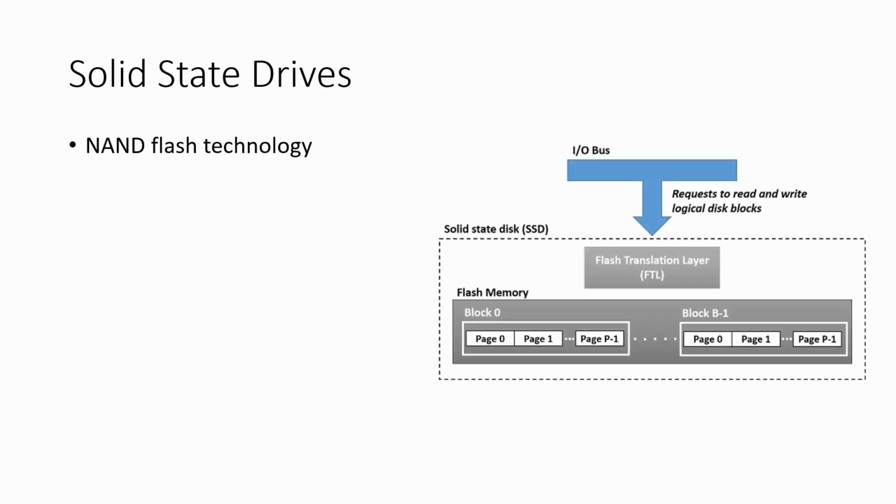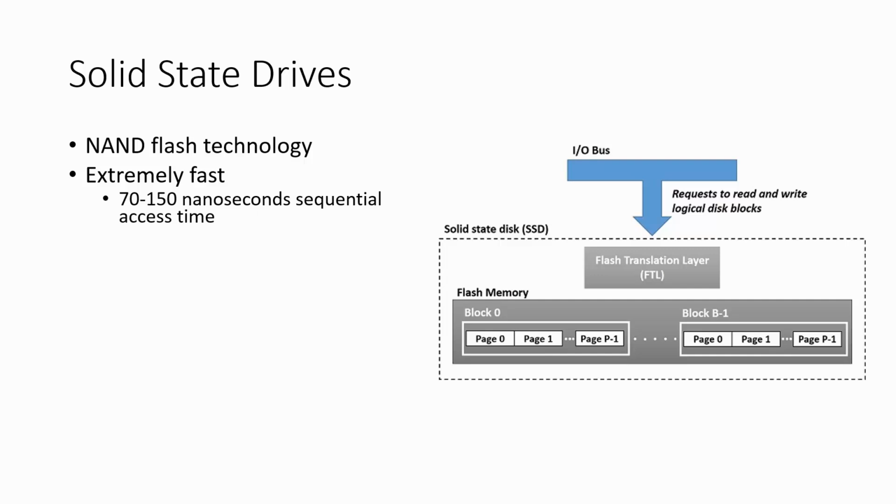Next, we have solid state drives. Now, these are drives that are based on NAND flash technology. So the actual flash cells are arranged as pages and then arranged as blocks. And all of those blocks are available to the solid state drive through something called the flash translation layer, or FTL. This is a part of the disk firmware that maps individual disk I/O requests for a particular file block into an actual flash memory block and page.